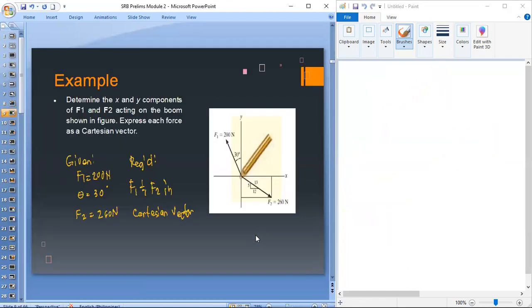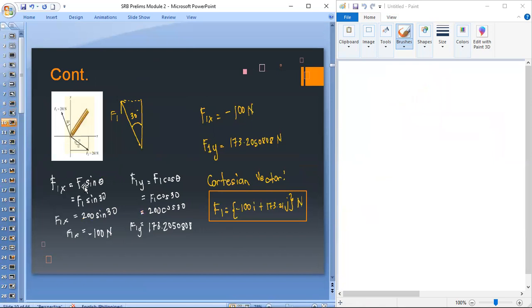So, example. Determine the x and y component of your F1 and F2 acting on the boom shown in the figure. So, express each force as a Cartesian vector. So, hinahanap natin dito is yung Cartesian vector natin, which is yung I and J. So, simply given, you have force 1, which is 200 Newton. You have the angle na 30 degrees. Then, your F2, which is 260 Newton. And required daw hanapin yung x and y component natin ng F1 and F2. Okay? In Cartesian vector form.